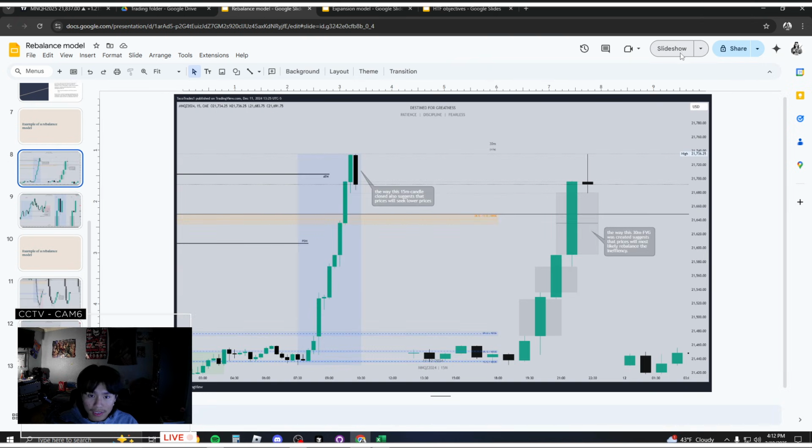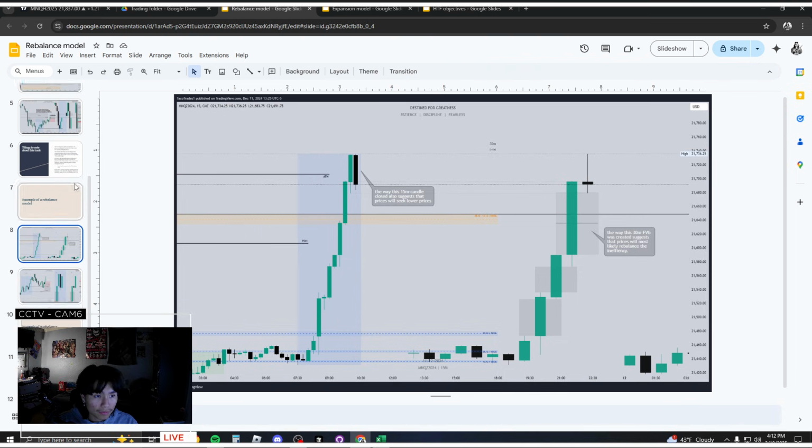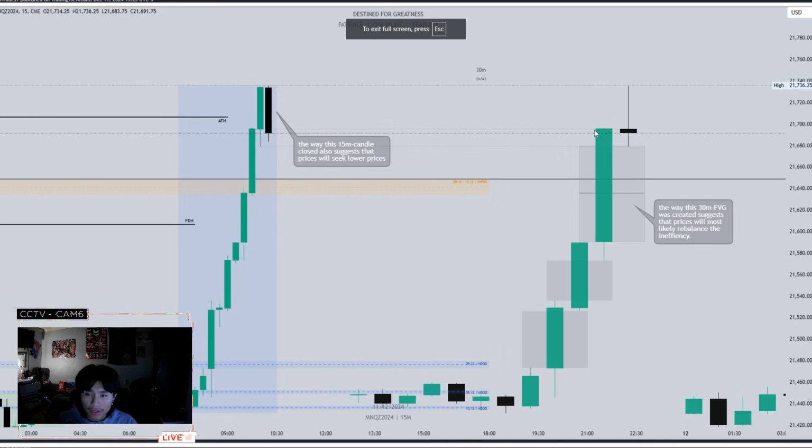So in this trade, notice how we create this 30-minute fair value gap, right? From this candle's swing high to this candle's low, there's a gap in price. And with the way that we are closing here on this 30-minute time frame, I can anticipate for us to rebalance this inefficiency.